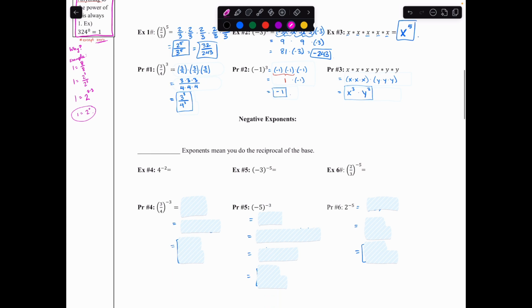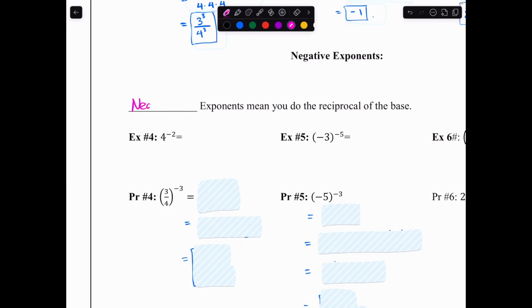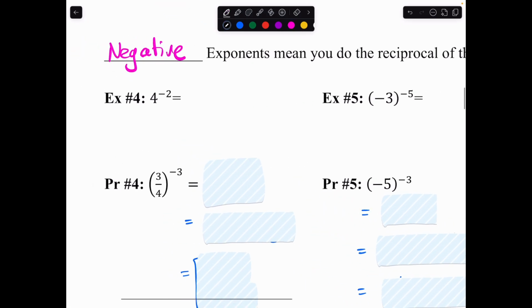All right, so now that you've seen all the properties, we can go ahead and fill in this blank here. Negative exponents mean you do the reciprocal of the base. Let's try example number 4 together. We have 4 as our base raised to a negative exponent. So I can make that exponent positive as long as I replace the base with its reciprocal. So the reciprocal of 4 is a fourth. This means it's 1/4 times 1/4. So our answer should be 1 over 16.